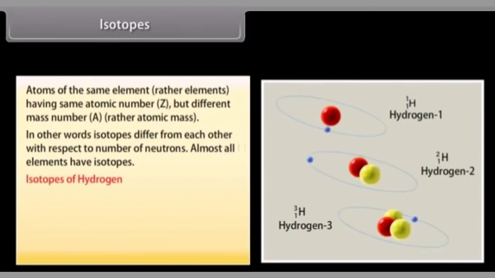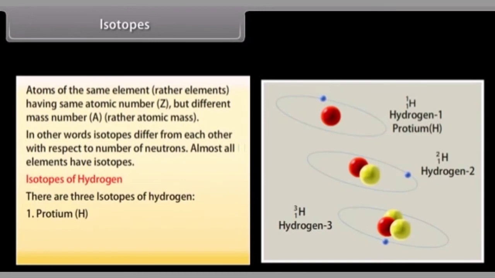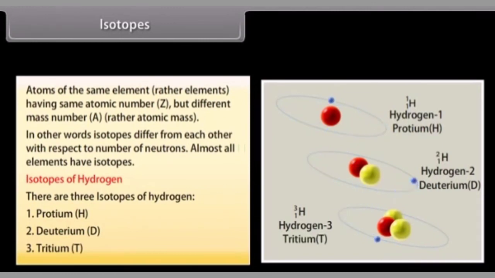Isotopes of hydrogen. There are 3 isotopes of hydrogen: protium, deuterium, tritium.